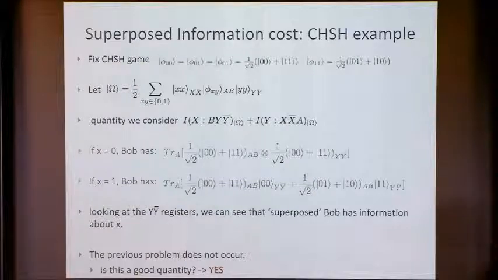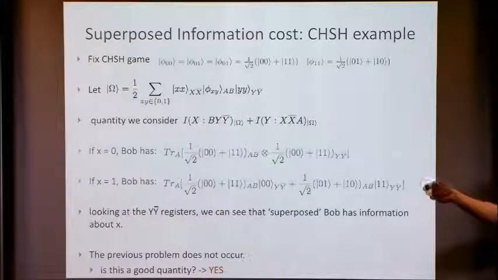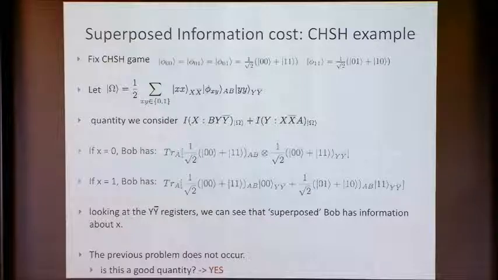But first, let's check whether this definition still has the problem that we have with the CHSH game. Because this notion of IC was not very good, let's see if superposed information cost does better. So again we fix the same advice states here. Again, you replace 0, 1 by 1, 0. Now when we're interested in the amount of information that Alice and Bob have about each other's input, we look at this big superposition, and the quantity we consider is this thing.